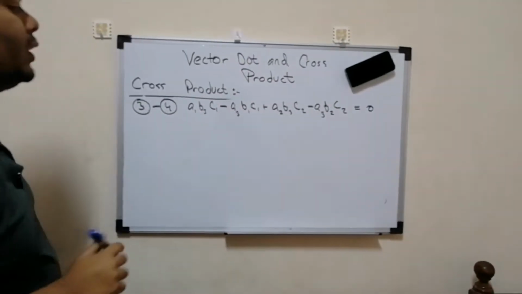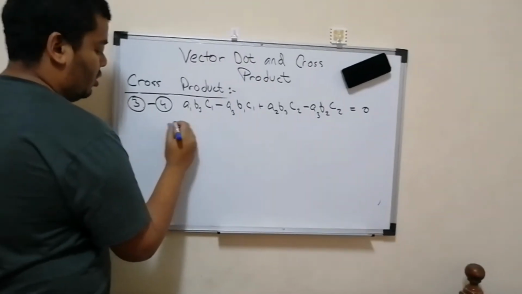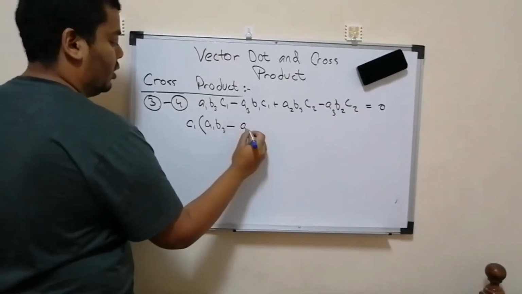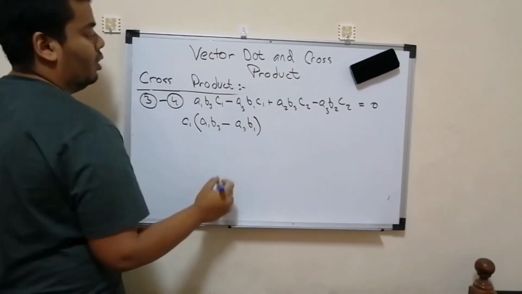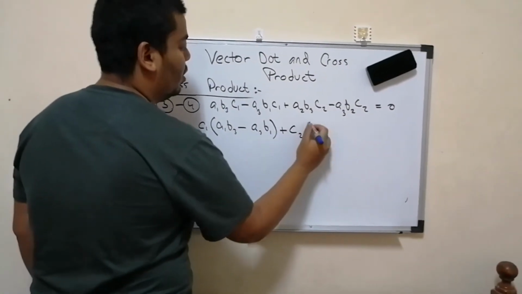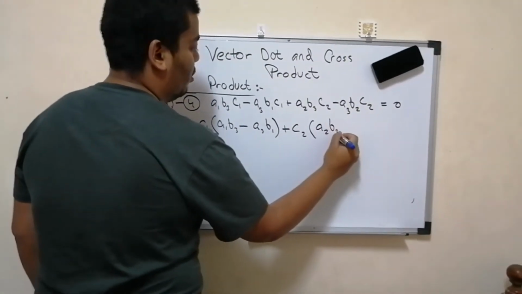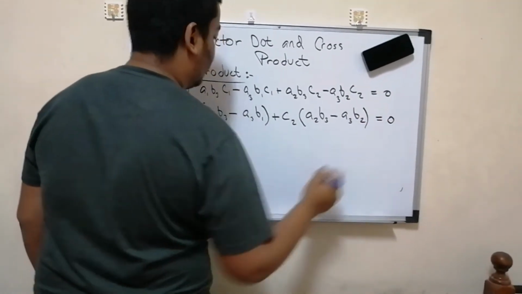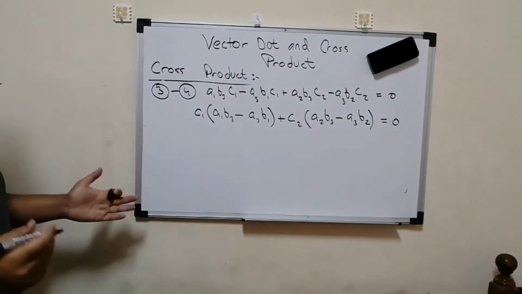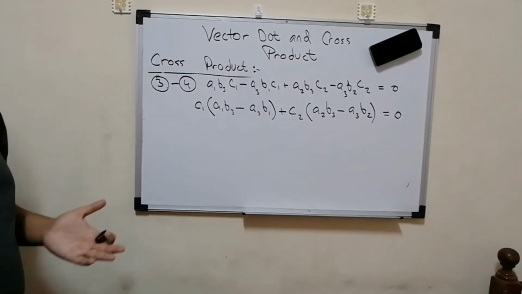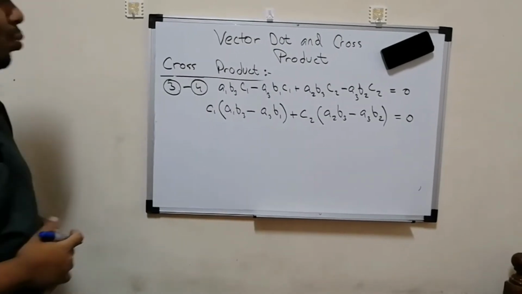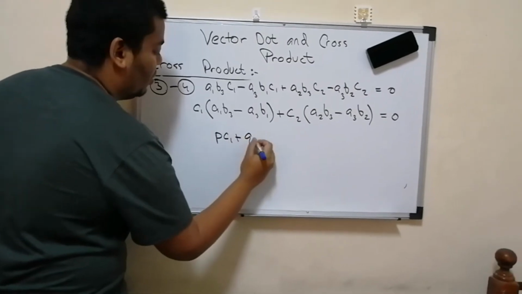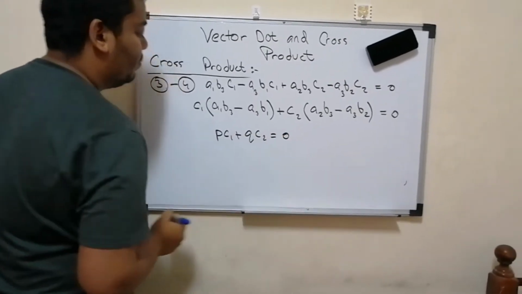Now let's make C1 common. C1 as a common is A1 B3 minus A3 B1 plus C2 common, and then we'll have A2 B3 minus A3 B2, which will become 0. So now here is an unusual situation where we have something similar to this: P C1 plus Q C2 is equal to 0.